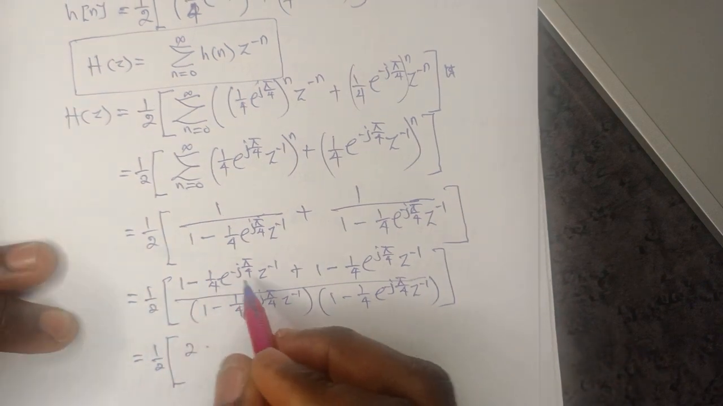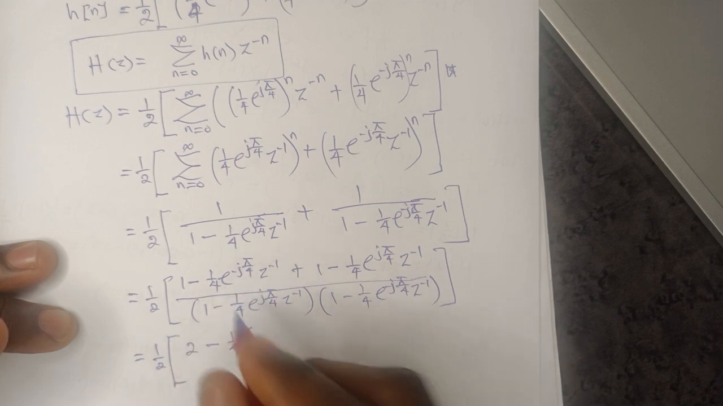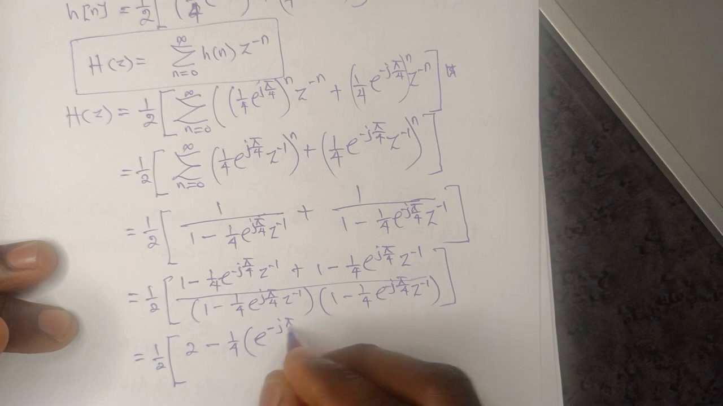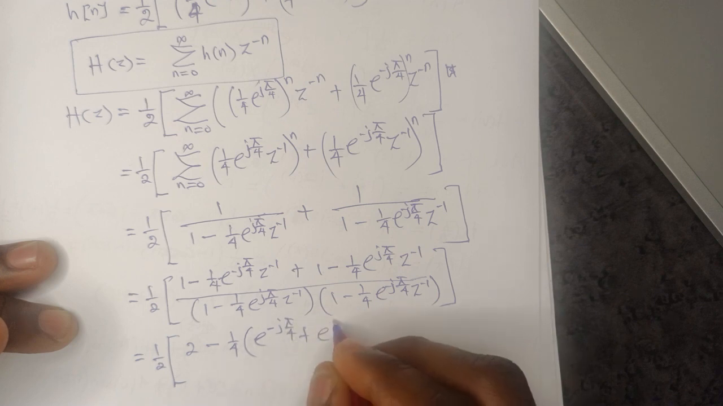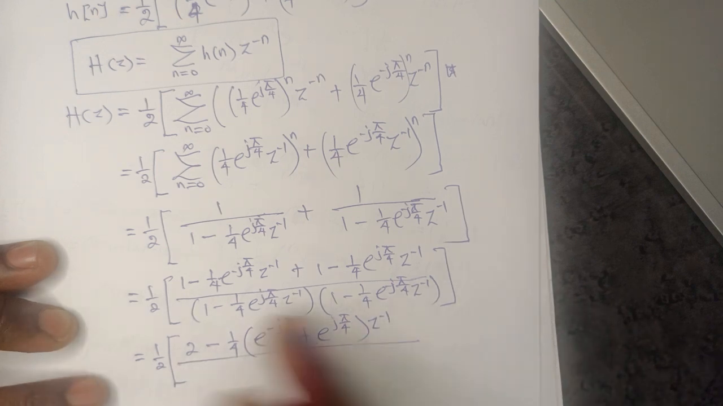So the only difference is e raised to the power j. So we bring those common factors out of the expression. We have 1 over 4. So bring this one out. It's going to be e raised to the power minus j pi all over 4 plus e raised to the power j pi over 4 z raised to the power minus 1, right? And this is good.